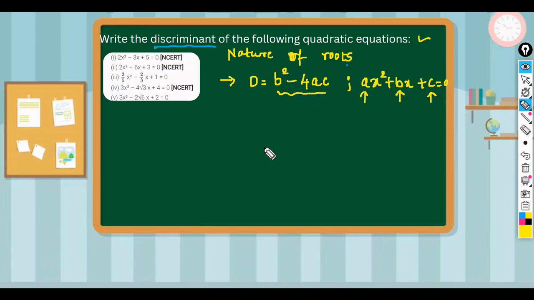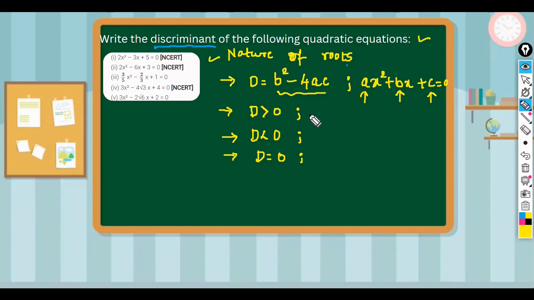Just remember, right? Now, when you are talking about nature of roots, you need to keep 3 points in mind. So there are 3 conditions. First one is D greater than 0, second one is D less than 0, and the third one is D equal to 0. What happens if the value of D is greater than 0? What happens if the value of D is less than 0? And what happens to the nature of roots if the value of D is equal to 0?